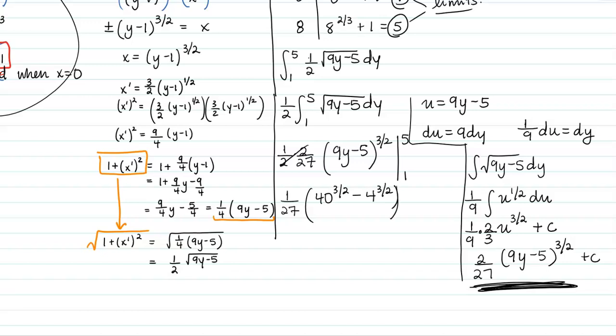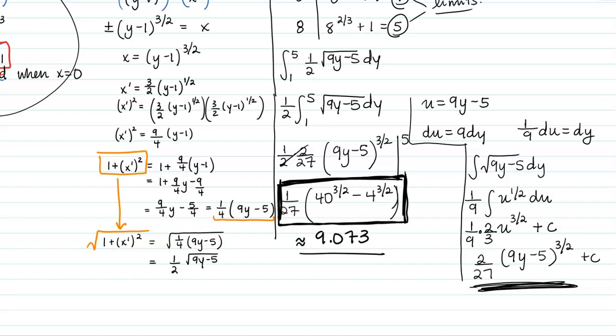So this here is our exact answer: 1/27 times 40 to the 3/2 minus 4 to the 3/2. And then rounding that to 3 decimal places gives us approximately 9.073. So that is our final answer.